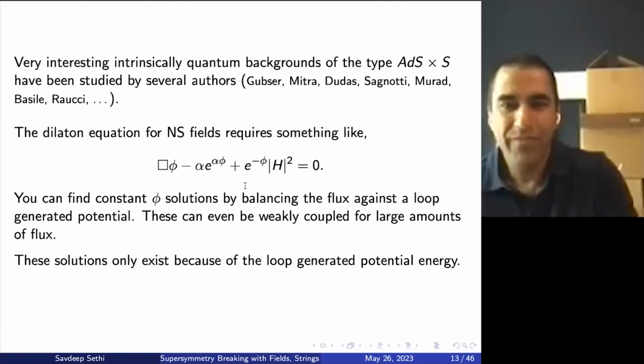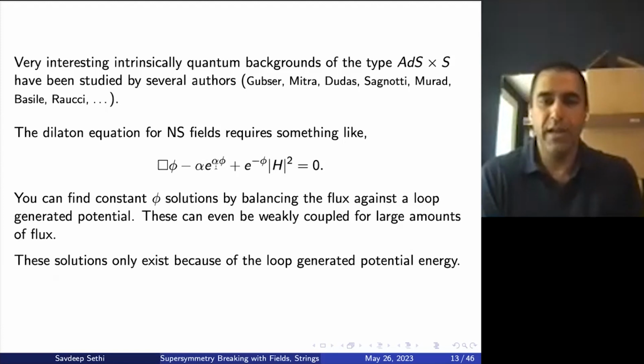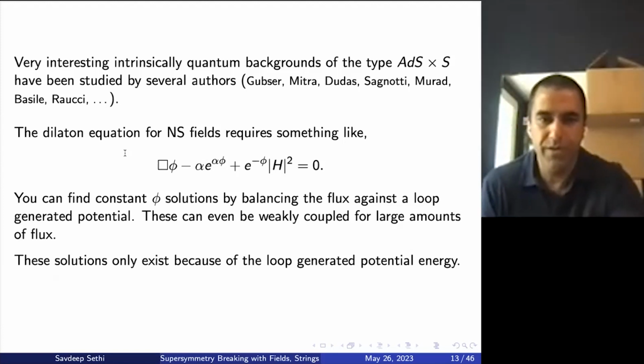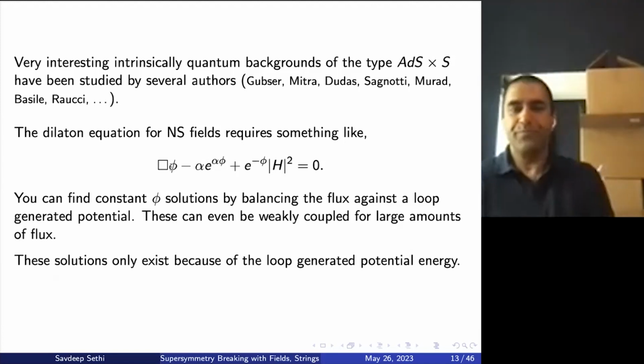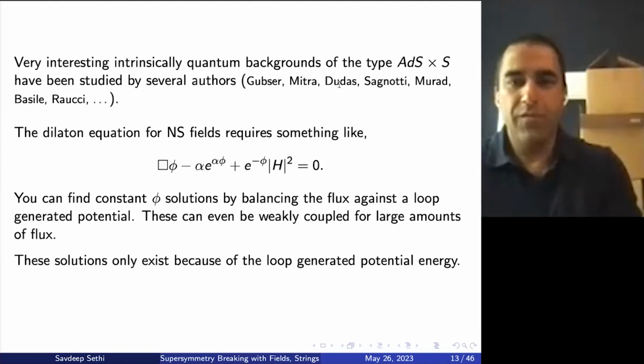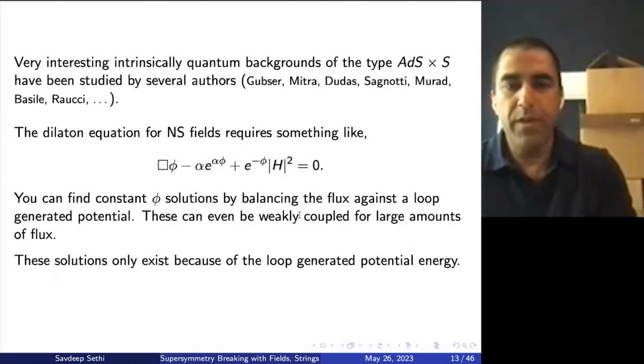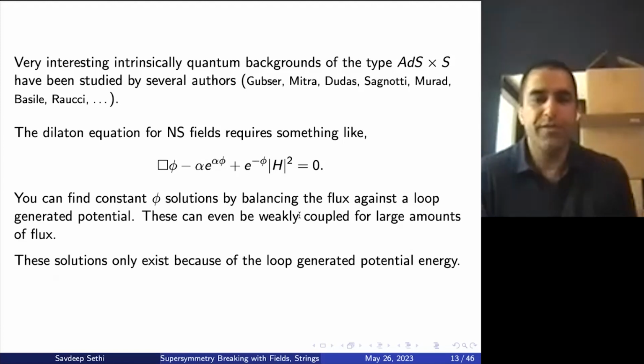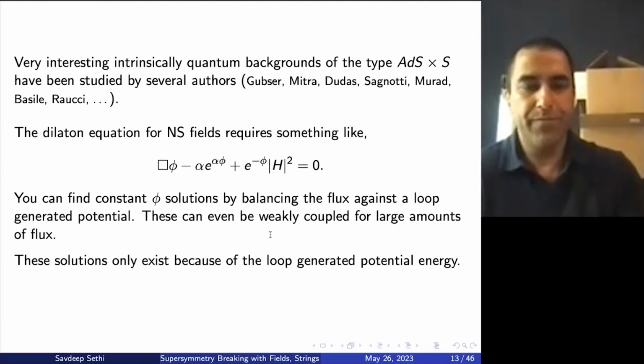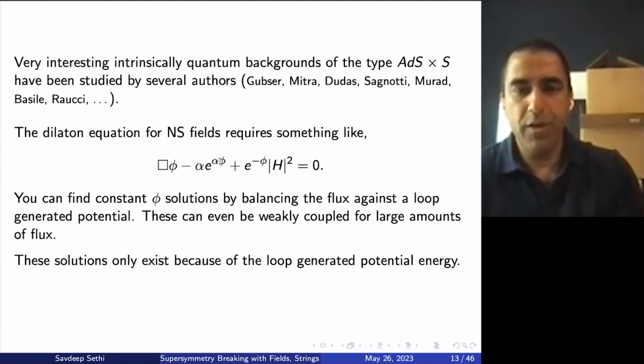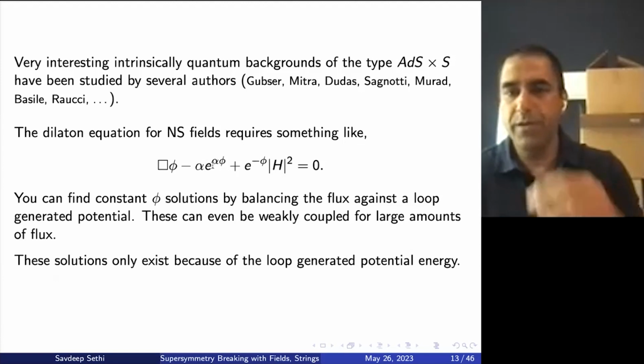Okay, good. So you could imagine turning on some flux classically at tree level and balancing against some loop generated potential here denoted by e to the alpha phi, and get a constant solution for which this Laplacian term would vanish. And the solutions that were studied of the form AdS cross sphere are exactly of this type, and they can even be made weakly coupled by increasing the amount of flux through the sphere, say, or through spacetime if it were electric. But these solutions only exist because of the potential term. And if you were to turn it off, there would be no tree level solution.